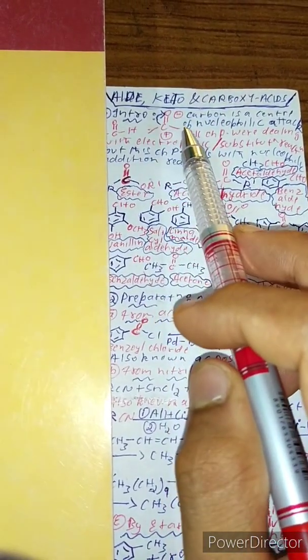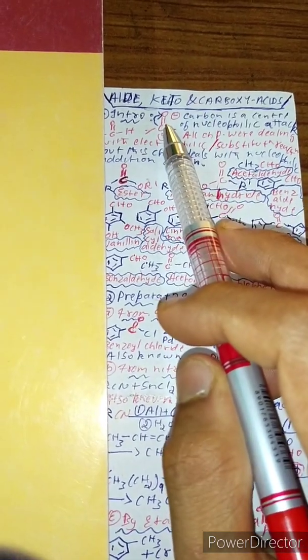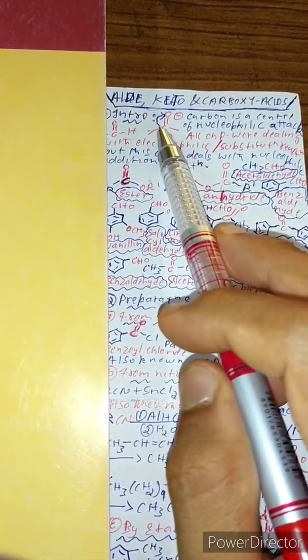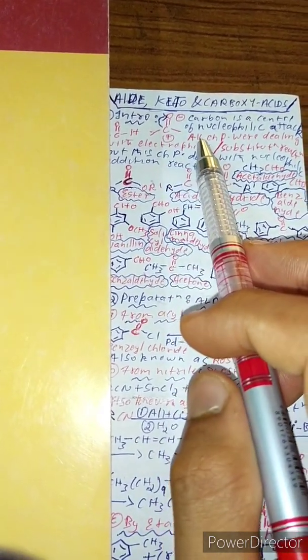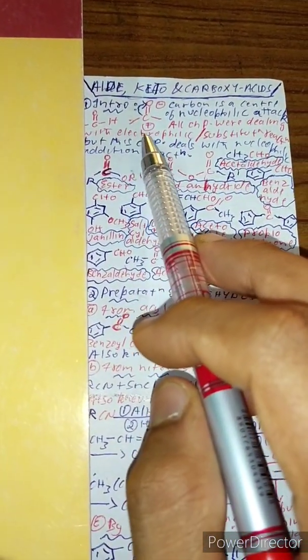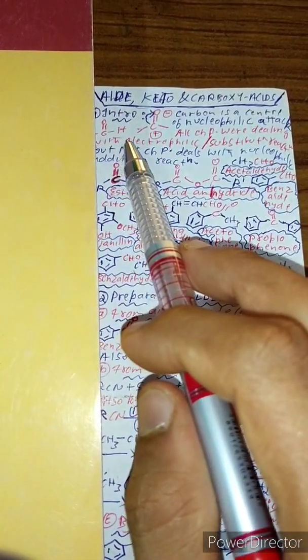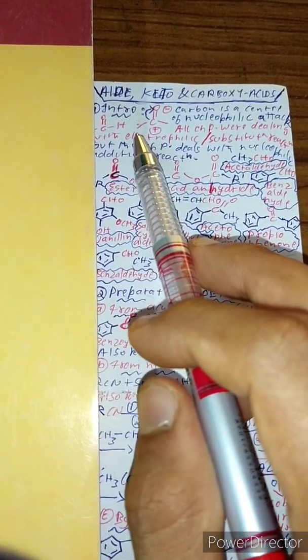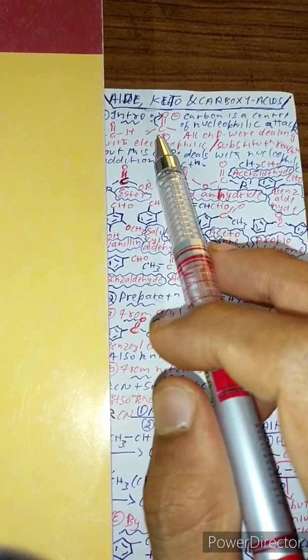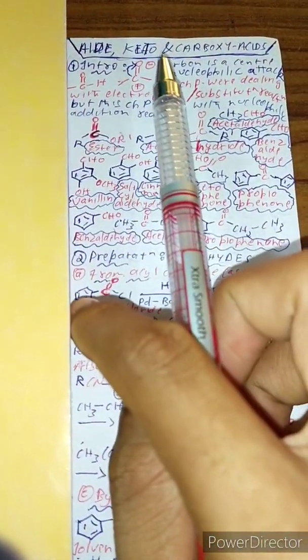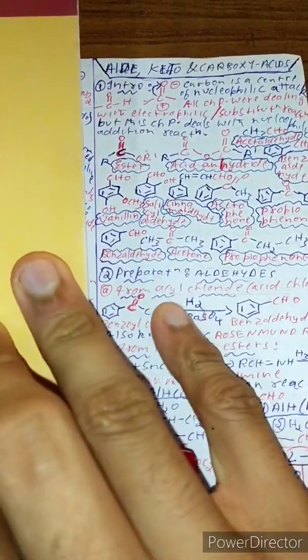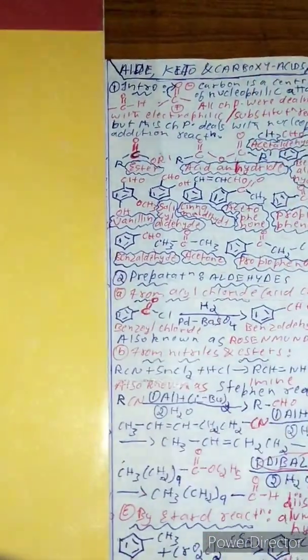So nucleophiles always come and attack this carbon. When it loses electrons, the oxygen becomes negative and the carbon becomes positive. In all the earlier chapters, haloalkanes, haloarenes, alcohol, phenol, ether and amines, we dealt with electrophilic or substitution reactions, but this chapter is special because it deals with nucleophilic addition reactions, so be prepared. Now let us start the chapter Aldehydes, Ketones and Carboxylic Acids.